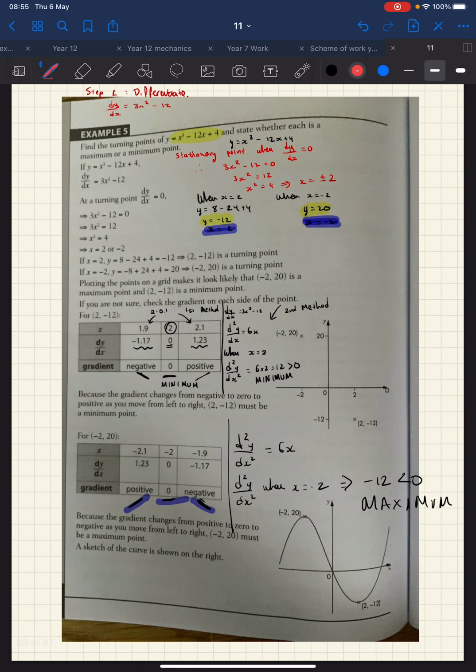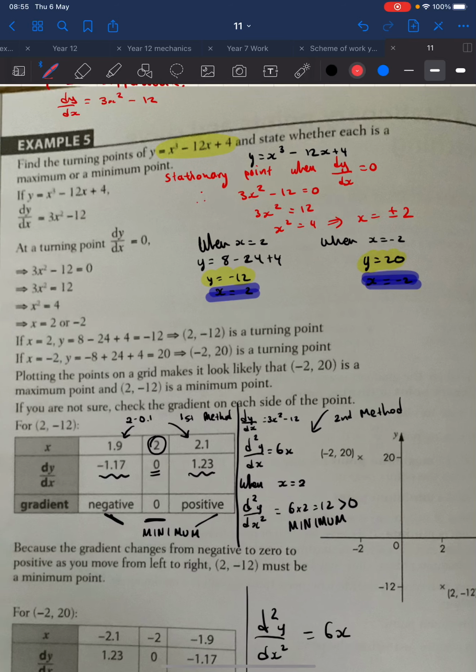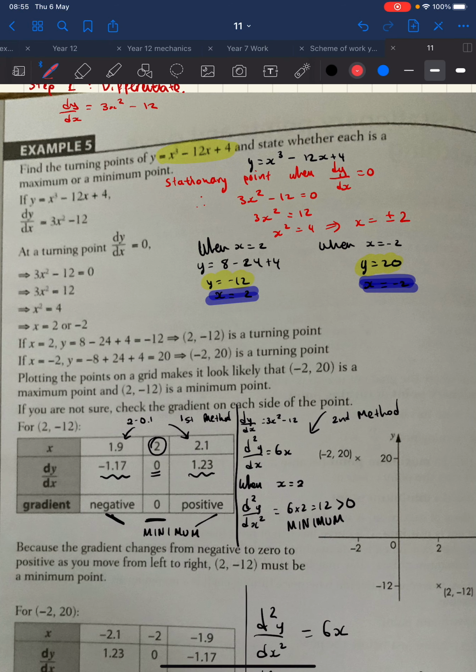So see this question here, for example, number 5, it says find a turning point for x cubed minus 12x plus 4. First of all, a turning point is when you're stationary, when your first derivative is equal to 0. So if the question asks you to work out a stationary point or find a turning point, you've got to put dy over dx equal to 0. So dy over dx is the first derivative. We worked out that x is equal to plus or minus 2. So when x is equal to 2, we can work out what your y is, obviously. So you've got 2, minus 12, and minus 2, 20.